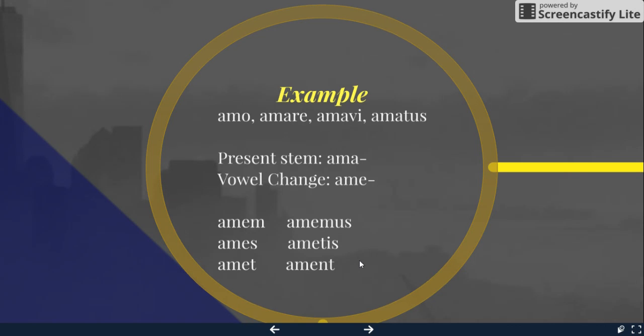And then I didn't write this one out, but if it were passive, then we would use just the passive person endings. So that would be amer, ameris, ametur, amemur, amemini, amentur. So that's it. The only difference between the indicative and the subjunctive is that vowel change.